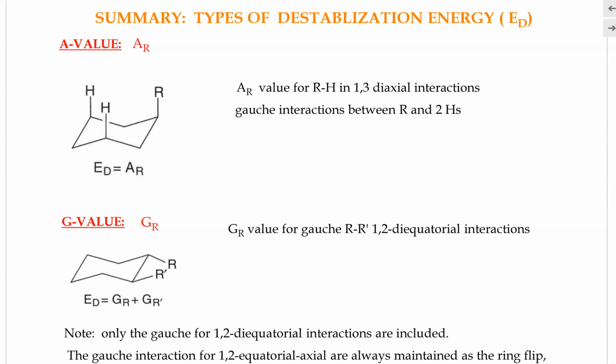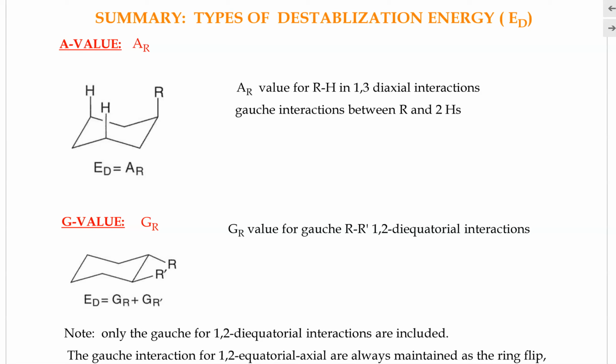In this video, I will go over a summary of the different types of destabilizing interaction that are found in cyclohexane and substituted cyclohexane, to be more specific. Depending on the position of the groups and the amount of substituent as well, they can interact with each other and give rise to different types of steric interaction, and therefore can destabilize the molecule.